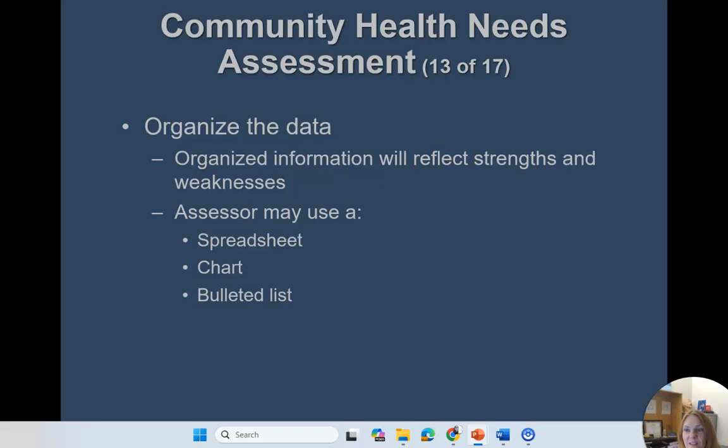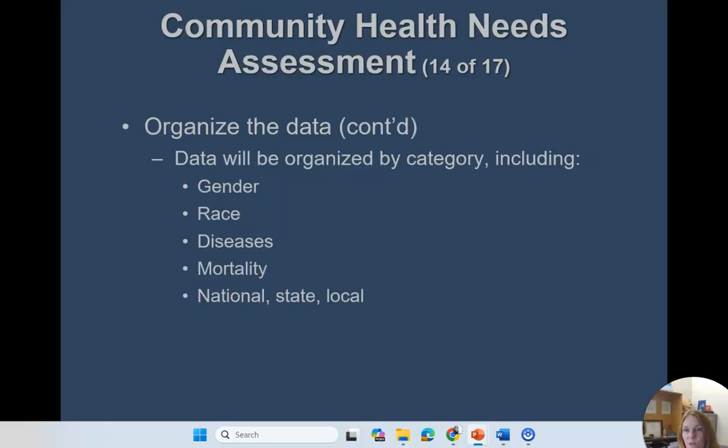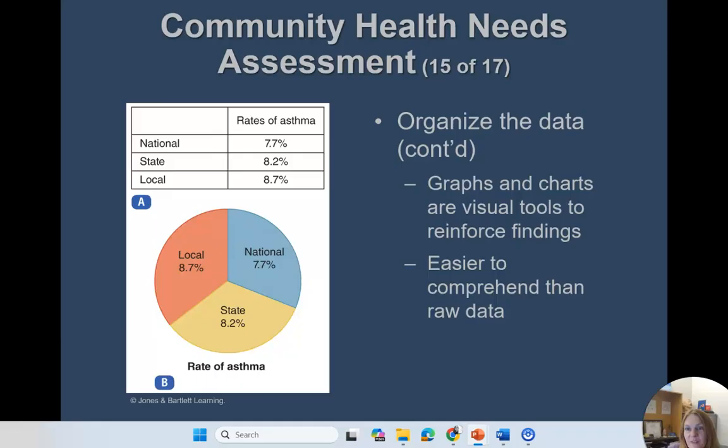Next is organizing the data. This is where the assessor makes the information usable, often in a spreadsheet, a chart, or bulleted list. The goal is to reveal both the strengths and the weaknesses that we have found. The data can be organized by category, gender, race, disease types, mortality rates, and then compared to the national, state, and local levels.